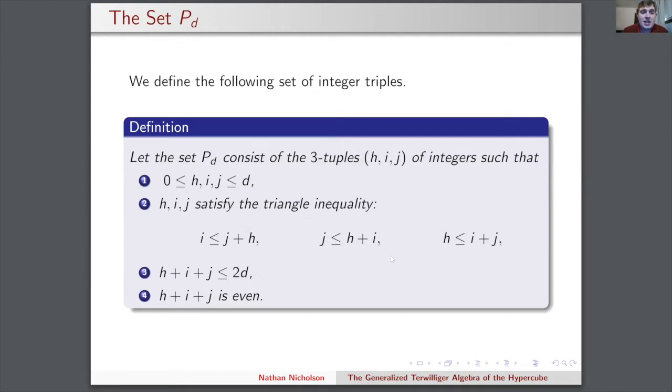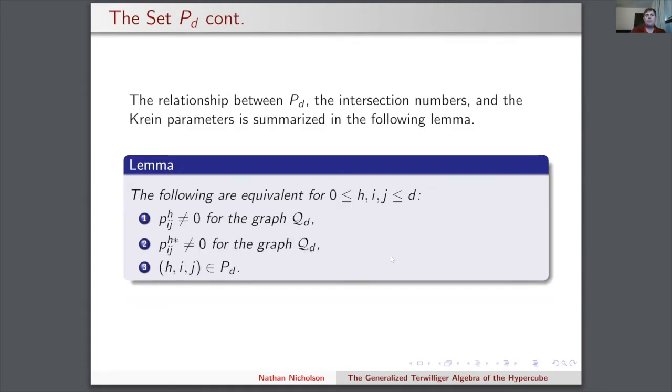Let the set P_D consist of the 3-tuples (h, i, j) of integers that satisfy the following conditions. One, we want h, i, and j to be between 0 and d. Two, we want h, i, and j to satisfy the triangle inequality. Three, we want h plus i plus j to be at most 2d. And four, we want h plus i plus j to be even.